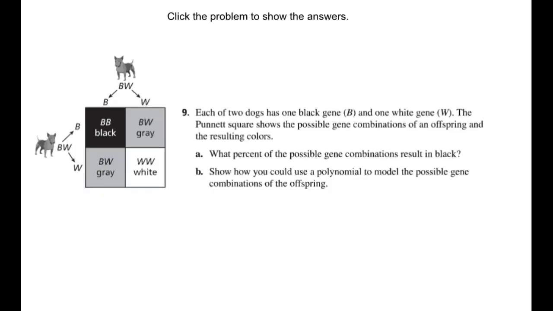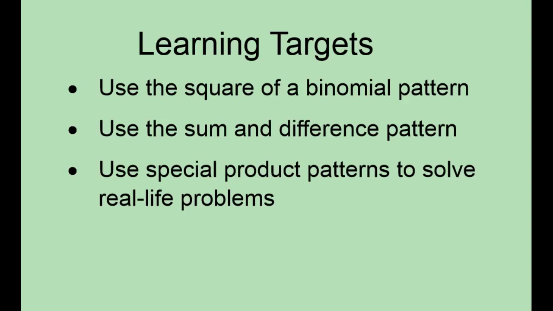Okay, so here's your final monitoring progress, and this is pretty similar to the one we just did. So go ahead and try this and see if it makes sense when you're doing it by yourself. So let's review our learning targets. Our first one is use the square of a binomial pattern. And we used the square where either we had a plus in the middle or we had a minus in the middle, so we can have 2 different pieces there.